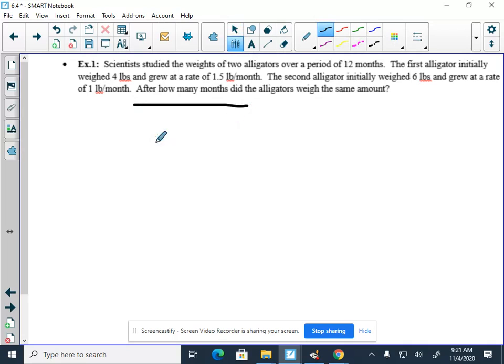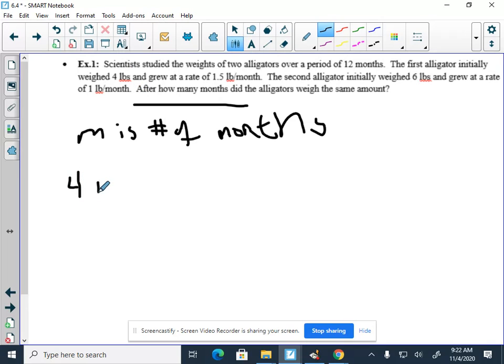Okay, so M is the number of months. Sorry, I have to write with the mouse. Board's having a problem today. Okay, so the first alligator weighed 4 pounds. So that alligator is 4 pounds plus it grows at 1.5 pounds for every month, M.